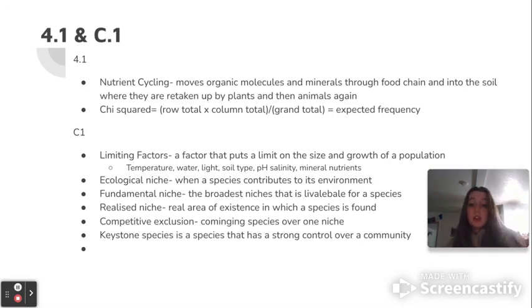Competitive exclusion is when multiple species compete over one niche, and a keystone species is a species that has a strong control over a community. And this also, we'll get into it, but it goes into alien species and them competing over different kinds of niches.